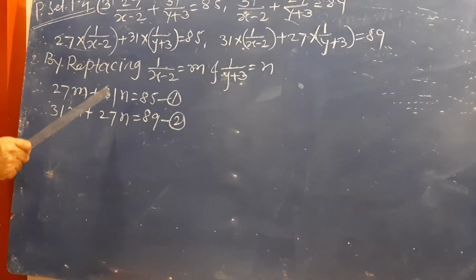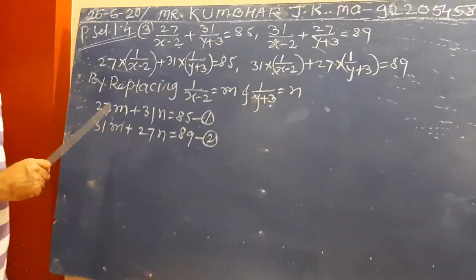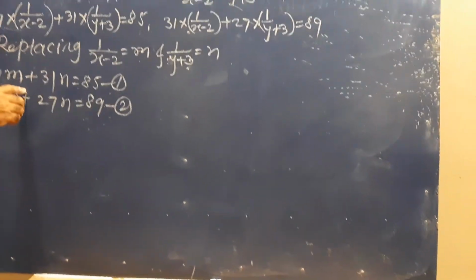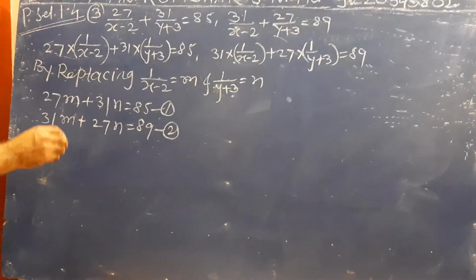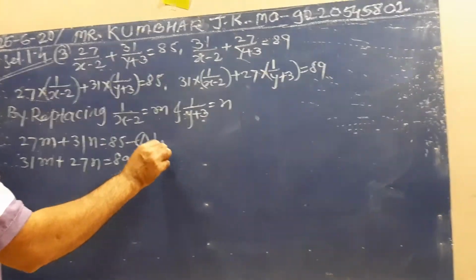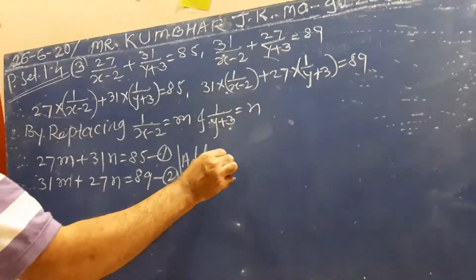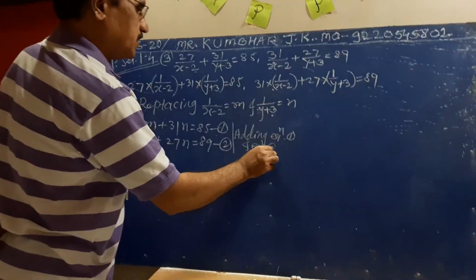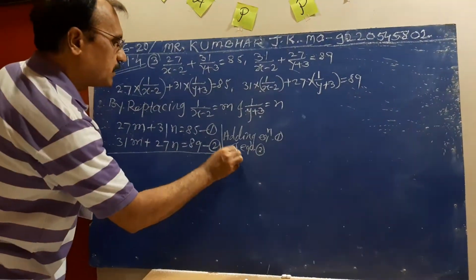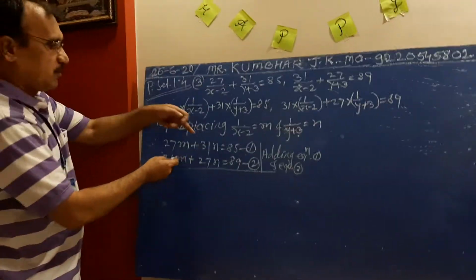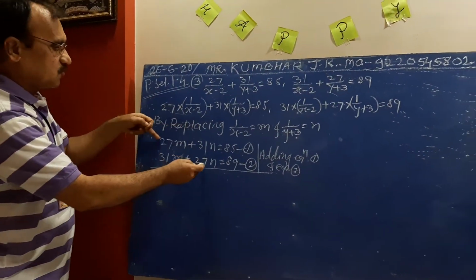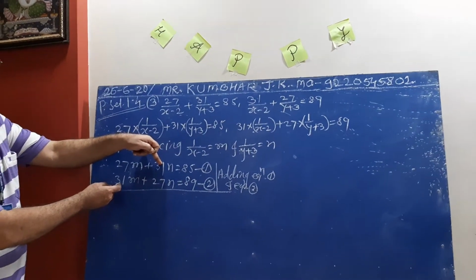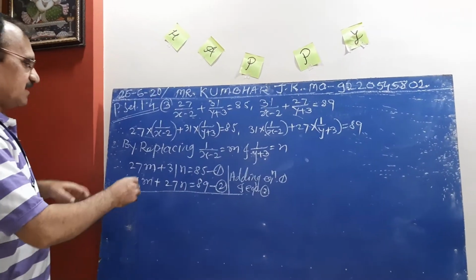See here, observe this, cross coefficients are equal. Cross coefficients are equal, and you know, if cross coefficients are equal, then we can use adding and subtracting method. First we have to add these two equations. Adding equation 1 and equation 2. Yesterday we have seen this method. If cross coefficients are same, then we can use adding and subtraction method. Very good. And now here coefficients are same.